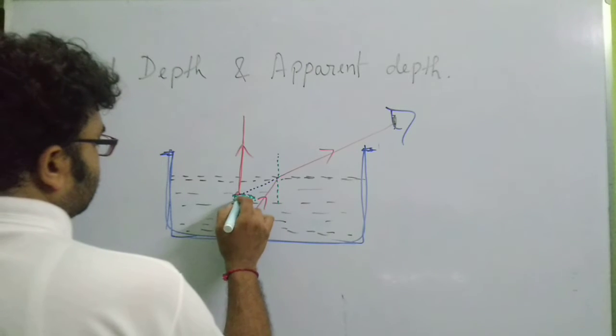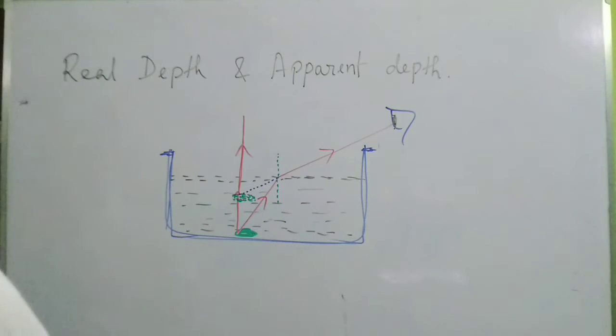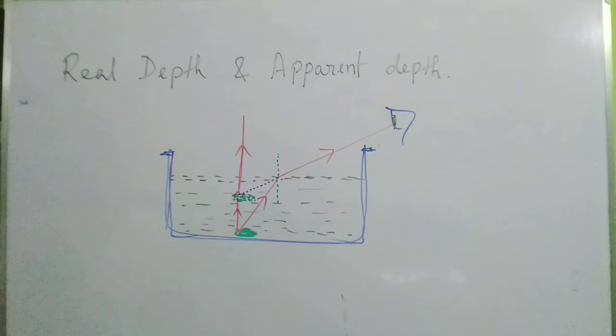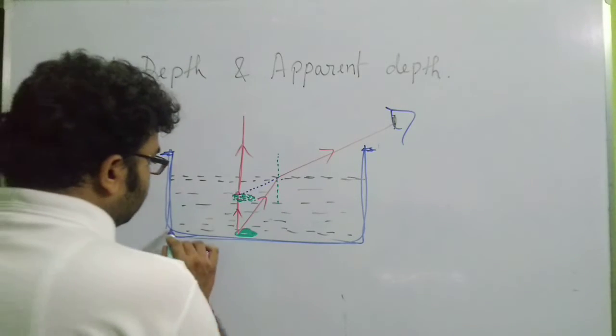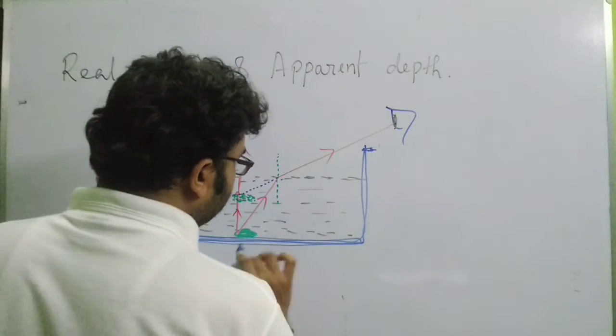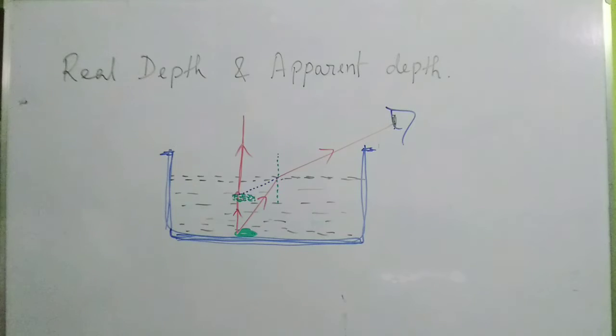I think you can very easily understand that this phenomenon is actually due to refraction of light, isn't it? So obviously refraction causes a change in the apparent depth. It is not actually happening, but rather it is an illusion. So this is an illusionary thing that is happening here, that the bottom of the vessel seems to be raised, or any object kept at the bottom seems to be raised. So this is due to refraction.